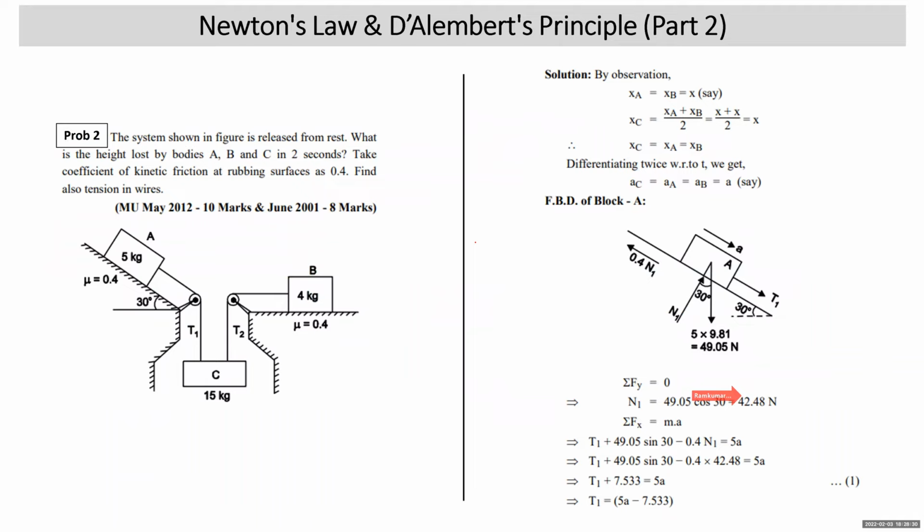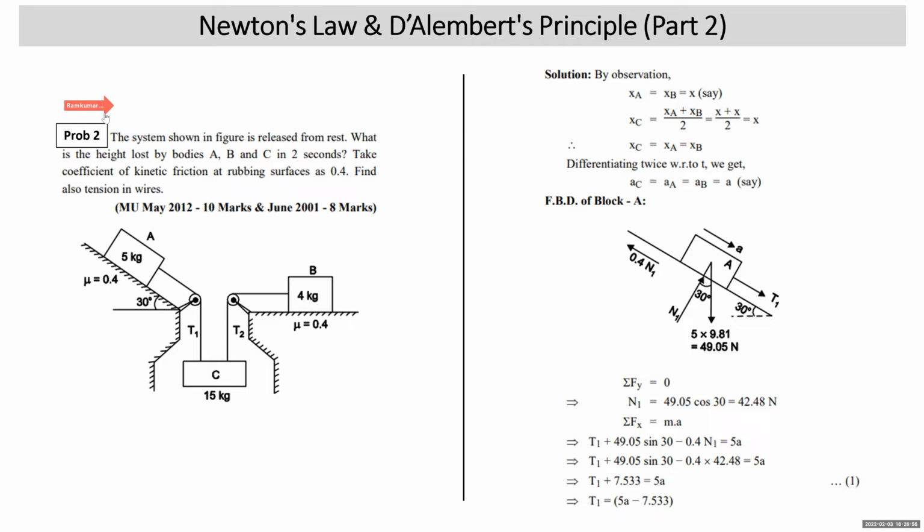Okay, let's move to the next sum. Second sum. The system shown in the figure is released from rest. What is the height lost by the bodies A, B, and C in 2 seconds? Take coefficient of kinetic friction at rubbing surfaces as 0.4. Find also the tension in the wires.